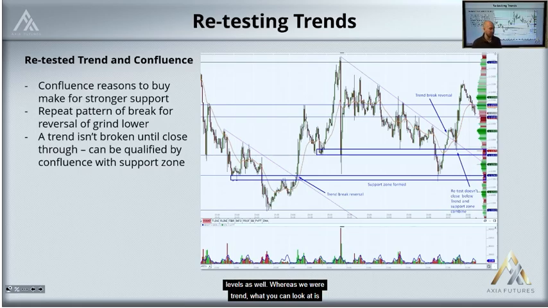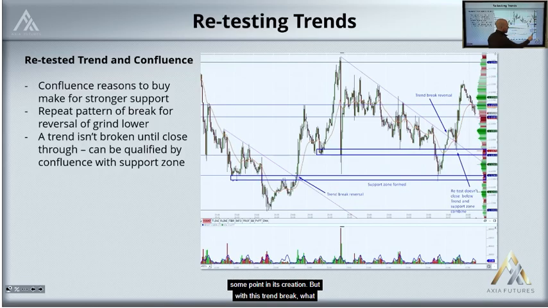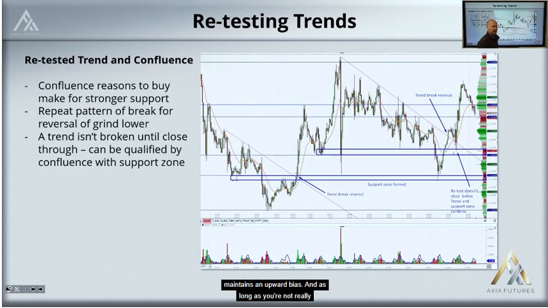it's going to depend on other levels as well. Whereas with a trend, what you can look at is clearly here from a time frame perspective and looking back, because it's always easy to look back, it never closes below trend. Now you don't know that at the time because every single one of these candles here will have been a solid red candle at some point in its creation. But with this trend break, what you've got to help you out is this support zone. And that support zone can now be your additional factor in this trend, that you're getting a retest of a trend that's broken, so therefore maintains an upward bias.